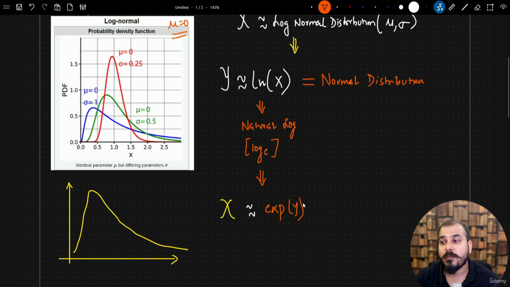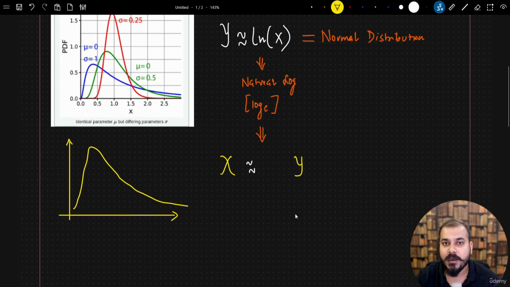Let's consider a random variable y which is normally distributed. If I apply the exponential operation on top of y, then I get x, and this x will be log normally distributed.